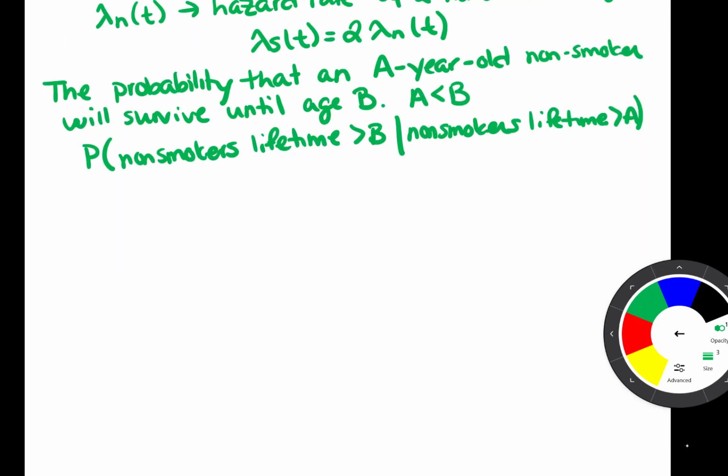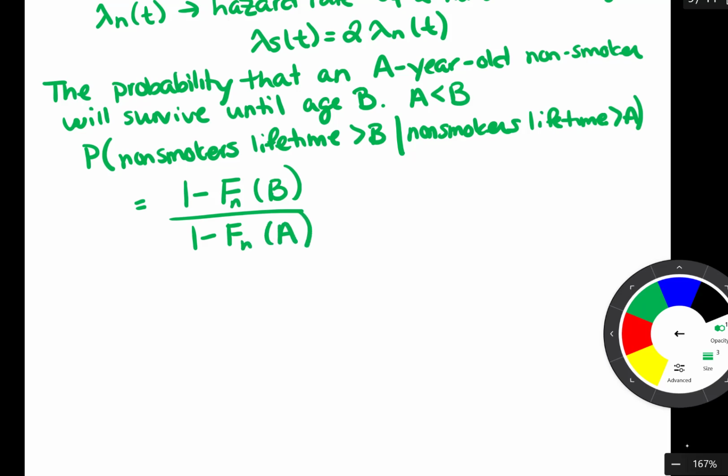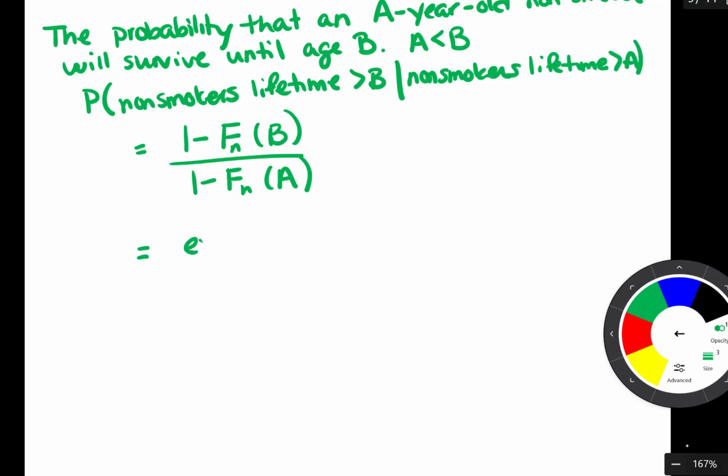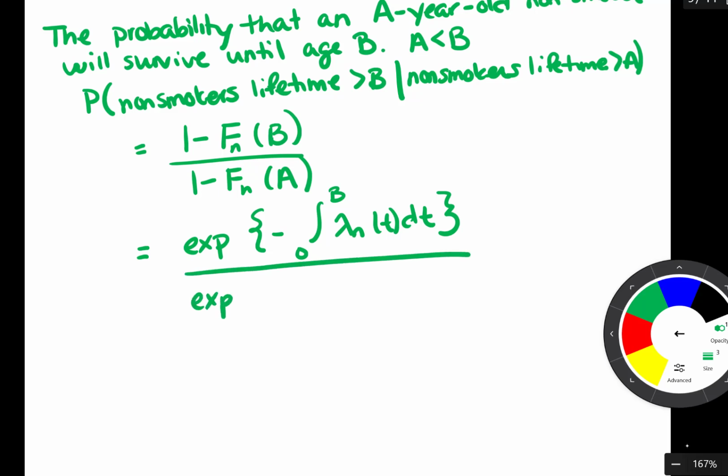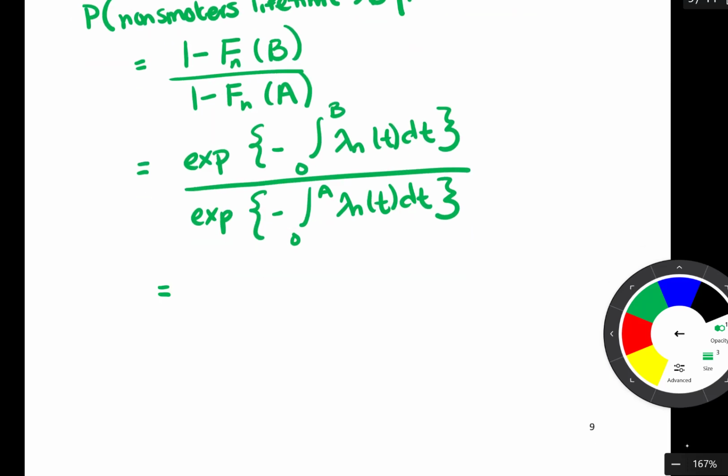Using what we have on the previous page, this is going to be equal to 1 minus F for the non-smoker at b, divided by 1 minus F of the non-smoker at a, which is equal to the following. I can show this simplifies to the following.